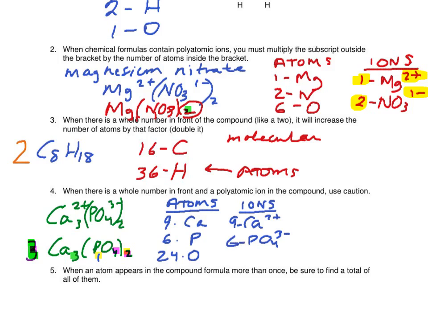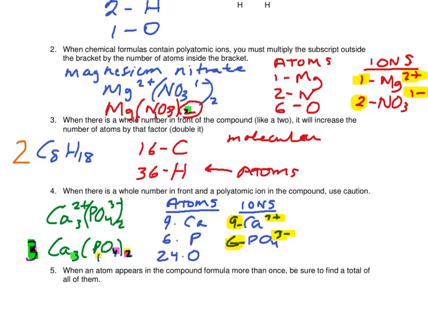Do a double check, and your double check should confirm what we think is correct. So 2+ times 9 is 18 positive, and 3- times 6 is 18 negative. So they're equal but opposite, and therefore balanced.